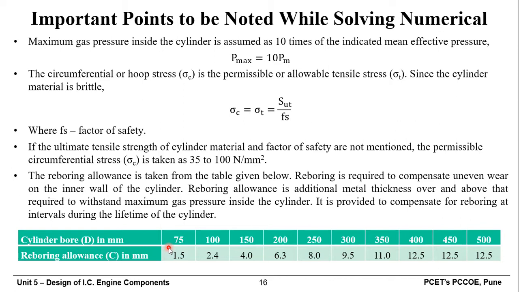Suppose by calculation you got a cylinder bore of 80 mm, then you need to take the next standard value of cylinder bore. So the calculated value is 80 mm, so you will be taking 100 mm as the diameter of the cylinder, and its corresponding reboring allowance you need to take is 2.4 mm. Don't take the closest lower value, always take the closest upper value in order to increase the safety level of the cylinder.